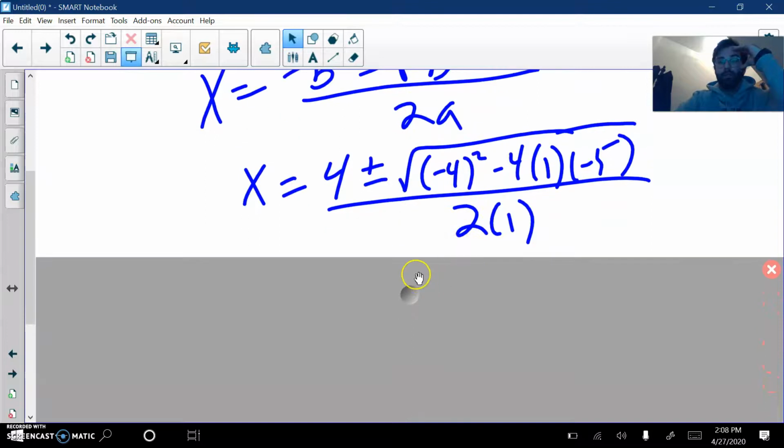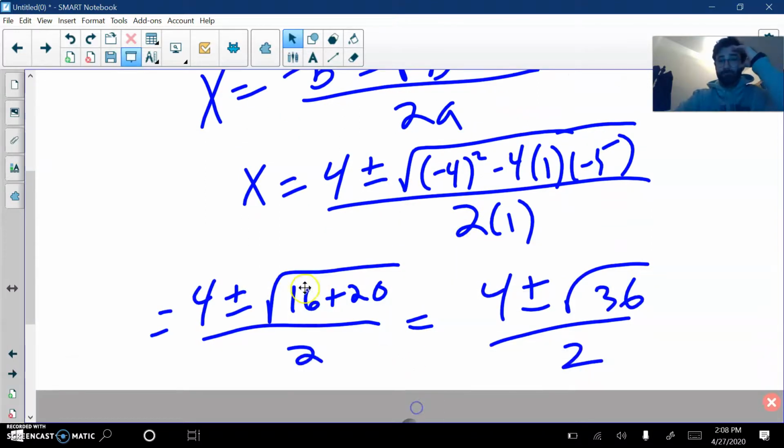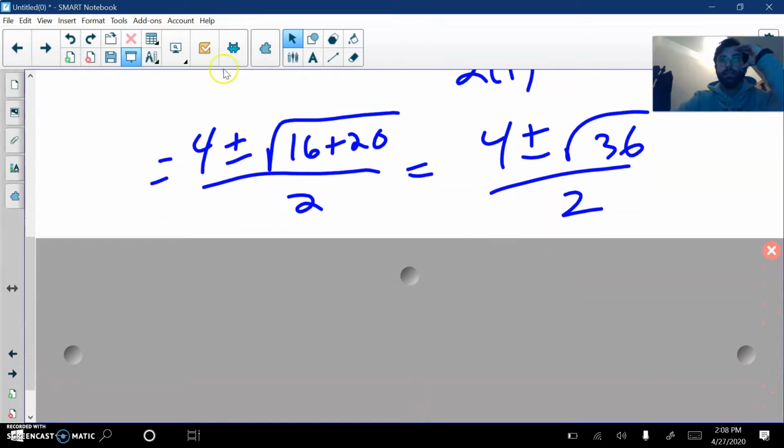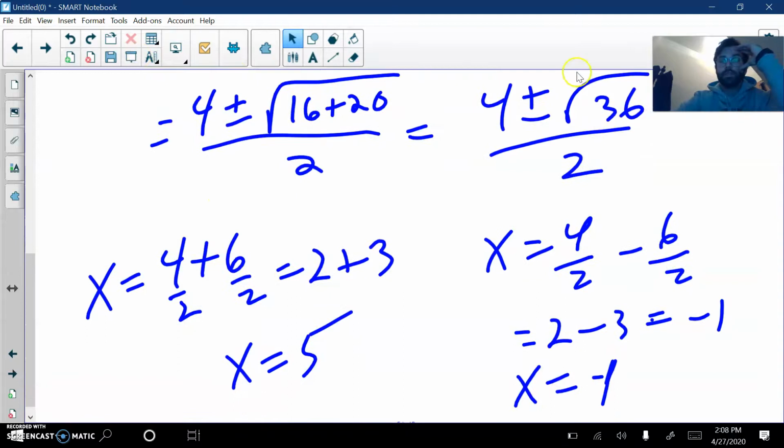I know that negative 4 times negative 4 gives me positive 16. I know that negative 4 times 1 is negative 4. Negative 4 times negative 5 gives me 20. 2 times 1 is 2. 16 plus 20 gives me 36. And now I'm going to split it. Square root of 36 is 6. So 4 over 2 plus 6 over 2. 2 plus 3, x is 5. 4 over 2 minus 6 over 2. 2 minus 3, x is negative 1. That was the first one.